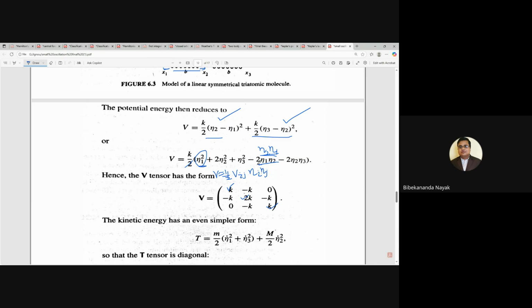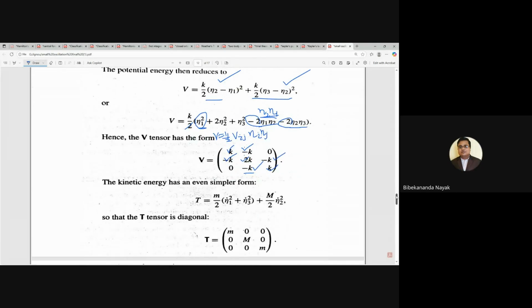So here we get minus 2 into k, that is minus k at the 1 2 place and minus k at the 2 1 place. Similarly, here minus 2k, so minus k at the 2 3 place and another minus k at the 3 2 place. Okay? Hello? Yes, sir. The matrix is constructed like this.